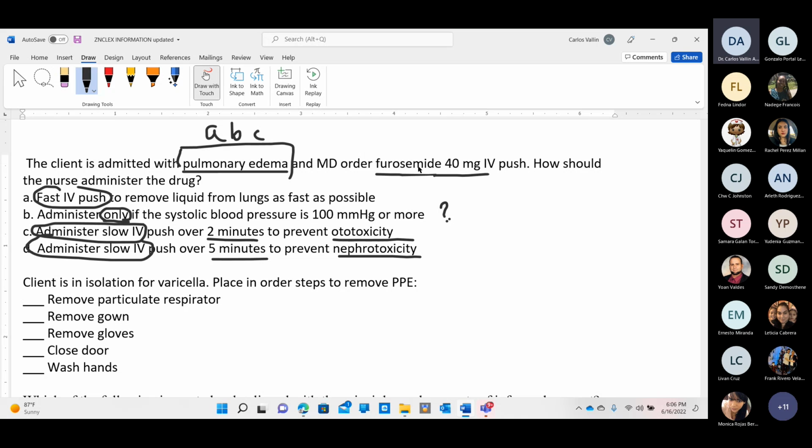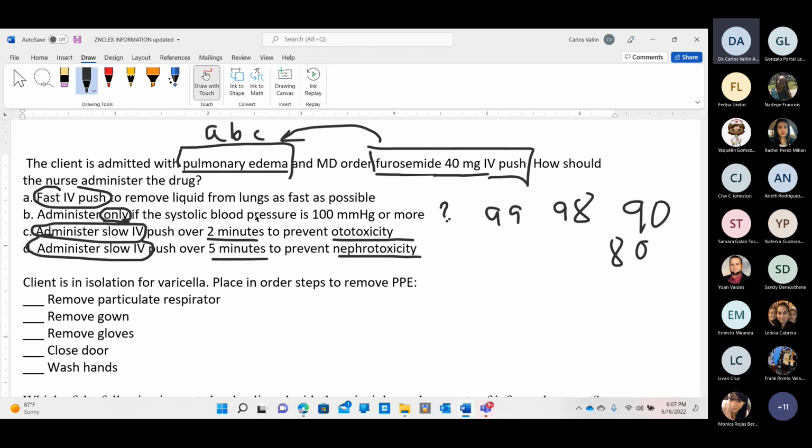We cannot do that with a needle, because we have billions of alveoli in the lungs. And the loop diuretics are the drug of choice to remove the liquid, because they are very potent and are administered IV in a fast way. So if the patient has pulmonary edema and needs furosemide, and has 99, 98, even 90, even 80 systolic, I am pretty sure that the doctor will still order this medication because it's indispensable to save the life of the client.